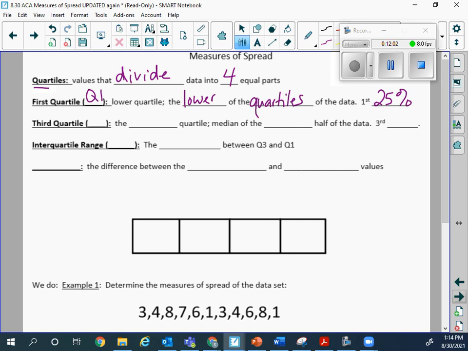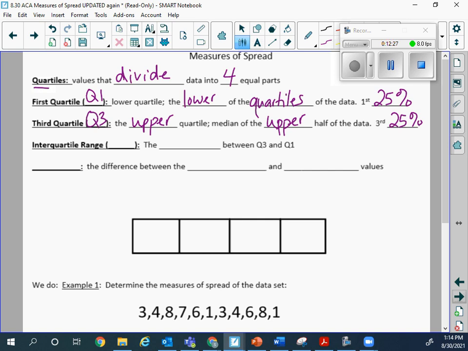Okay? The third quartile, or Q3, is the upper quartile. It's the median of the upper half of the data. It's our third 25%. Okay? If I'm writing, you're writing.